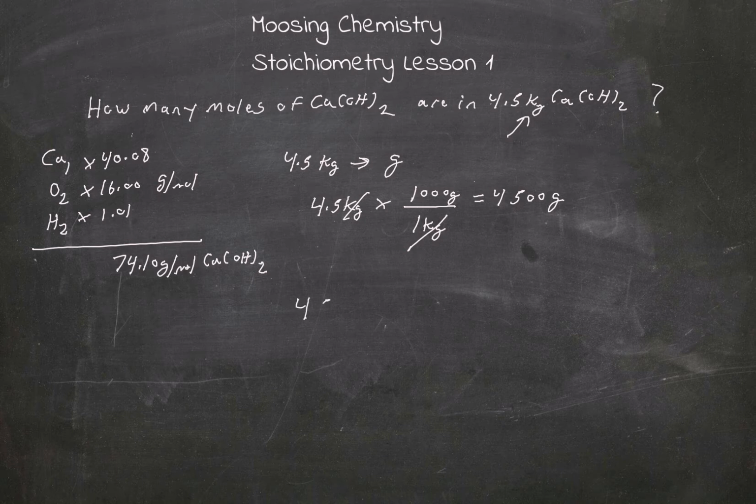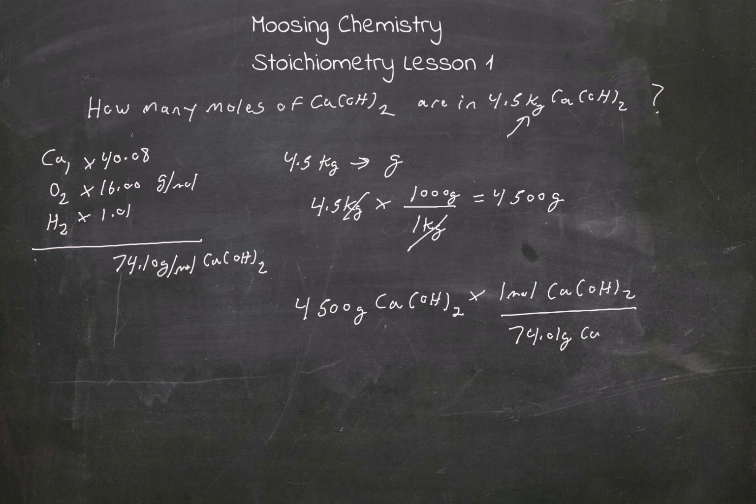Now we're ready to do our problem. So we go 4,500 grams of calcium hydroxide times 1 mole of calcium hydroxide divided by its molar mass, which we found to be 74.10 grams per mole of calcium hydroxide. So now we'll cancel out our common units, and this is going to equal 61 moles of calcium hydroxide.